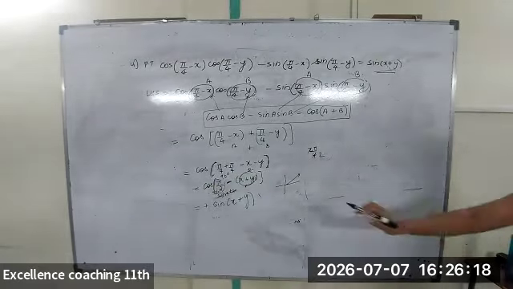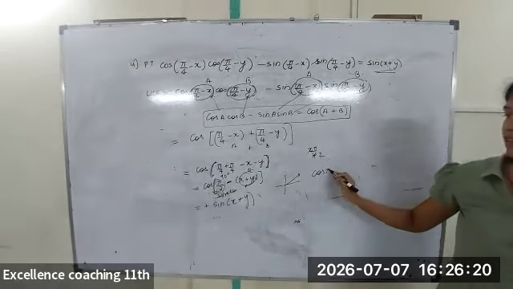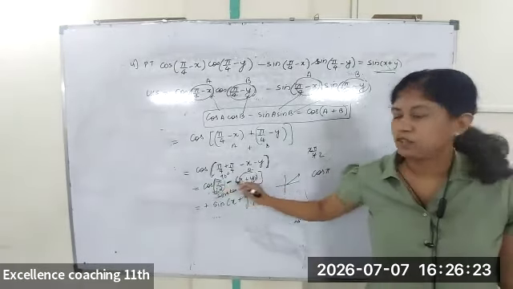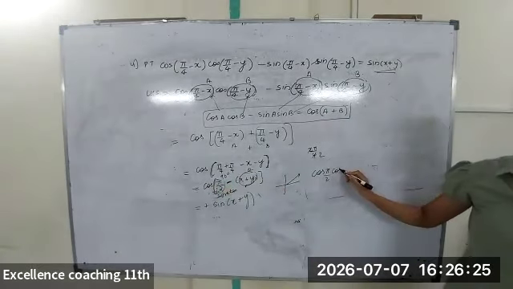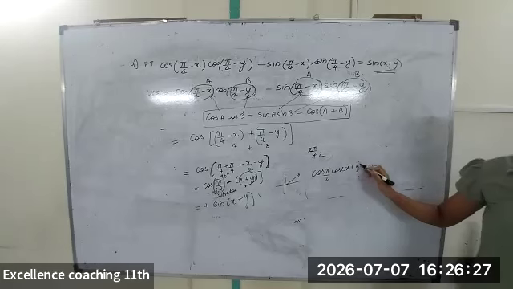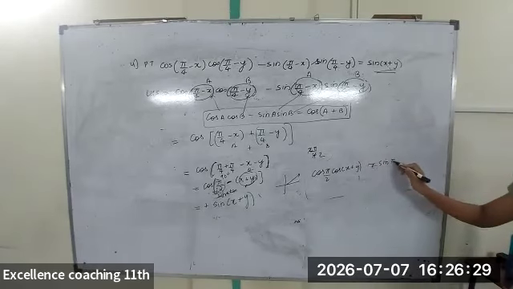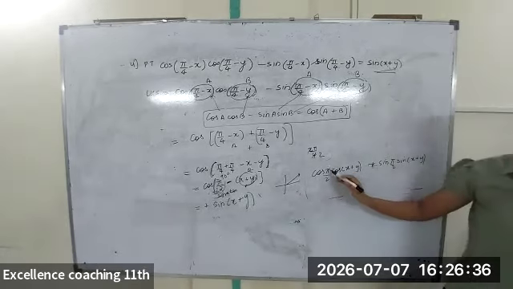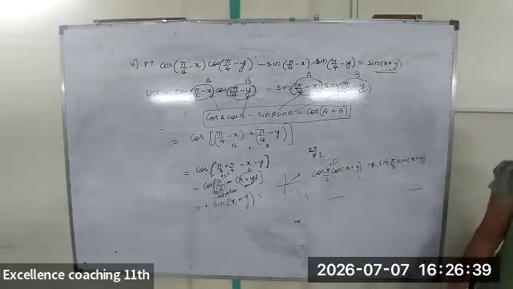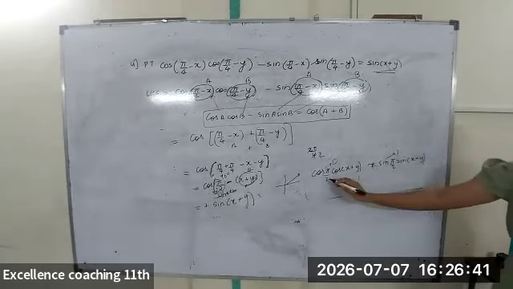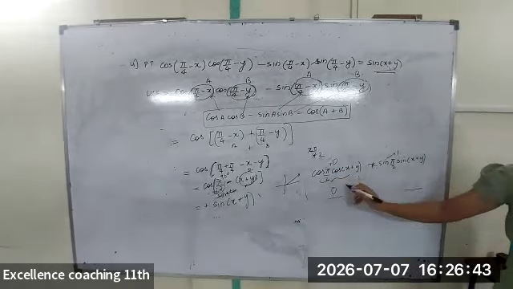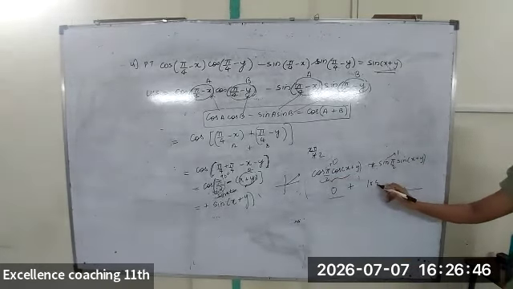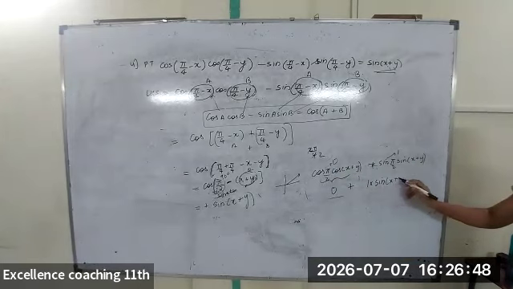Or you could apply this formula again. Cos of A minus B, with pi by 2 and x, is cos pi by 2 cos x plus sin pi by 2 sin x. If you had done this method also, what is cos pi by 2? 0. Sin pi by 2 is 1. So 0 into this entire thing will become 0. This will be 1. In both the ways, we would have got the same answer.